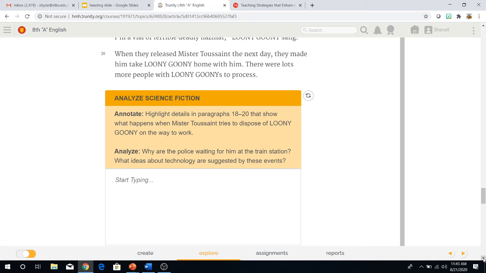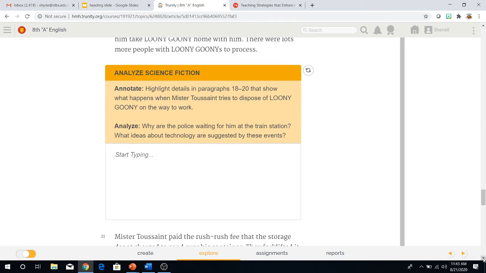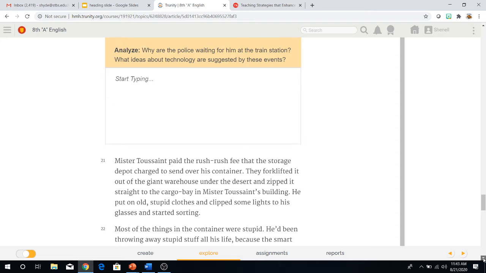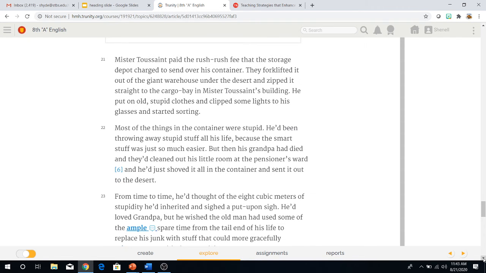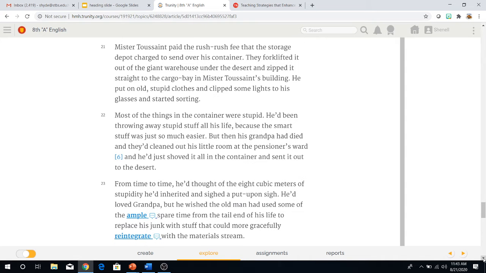Once you have annotated that information, you use it to analyze and answer the following two questions. Why are the police waiting for him at the train station? And what ideas about technology are suggested by these events? Take your time, analyze, and write down your answer in your textbook or in your notebook. Then you come to paragraphs 21, 22, and 23.